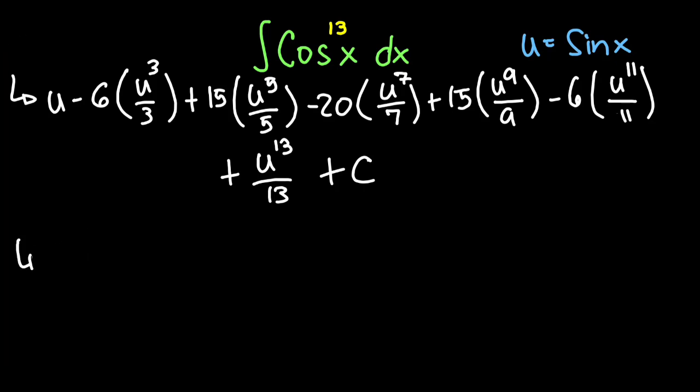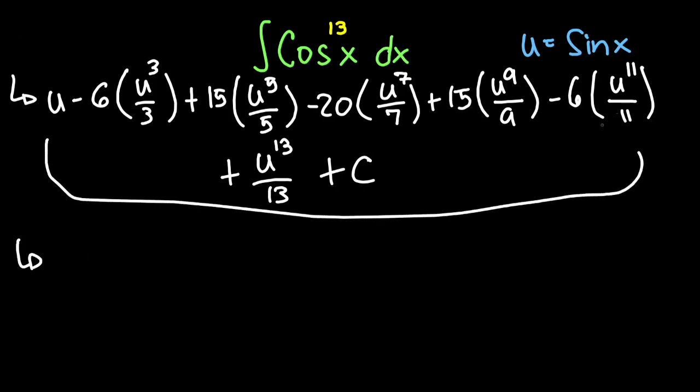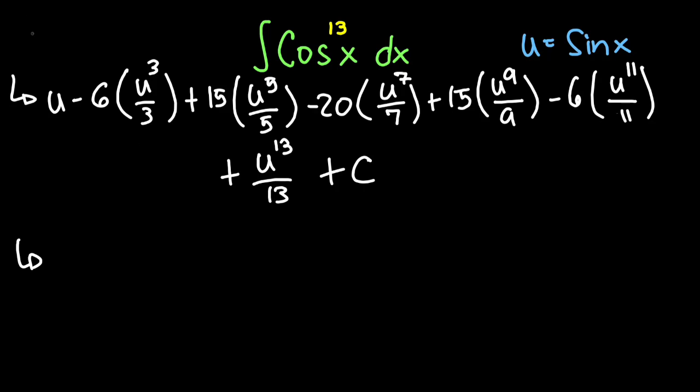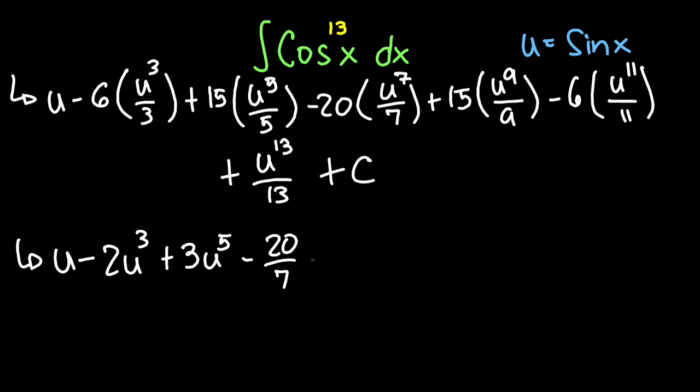The next step here would be to simplify this expression first. So this would be u minus 6 divided by 3 here would be equal to 2. U to the power of 3 plus 15 divided by 5 would be equal to 3. U to the power of 5 minus 20 over 7. This cannot be simplified further, so we can just put it as 20 over 7 multiplied by u to the power of 7 plus 15 divided by 9.